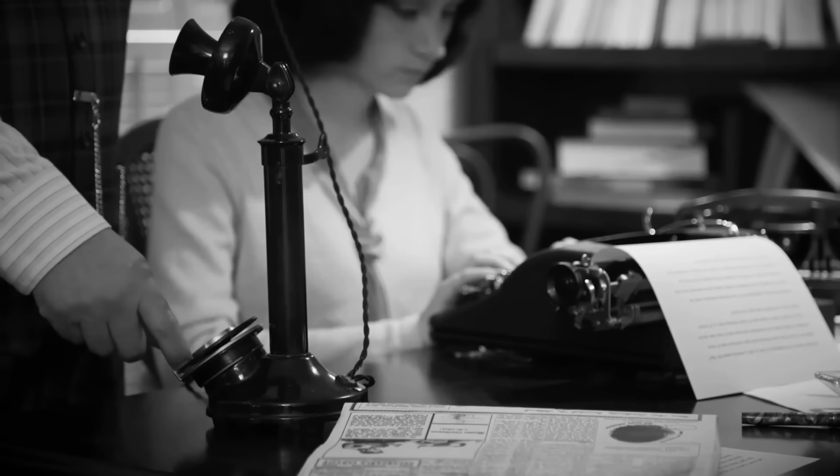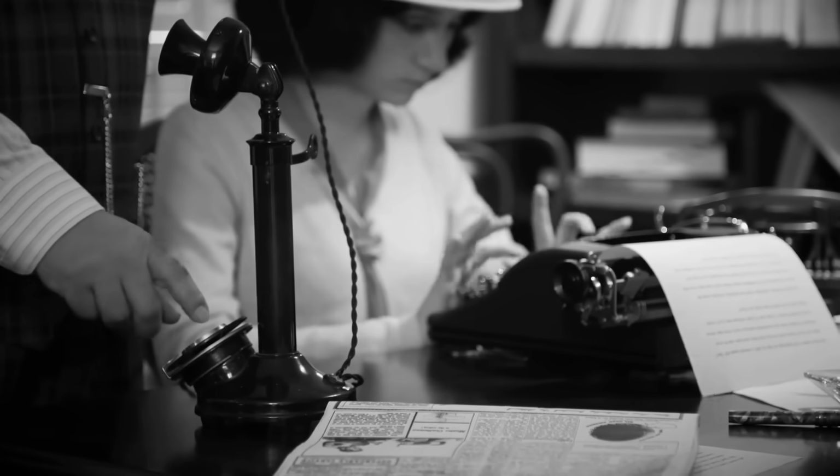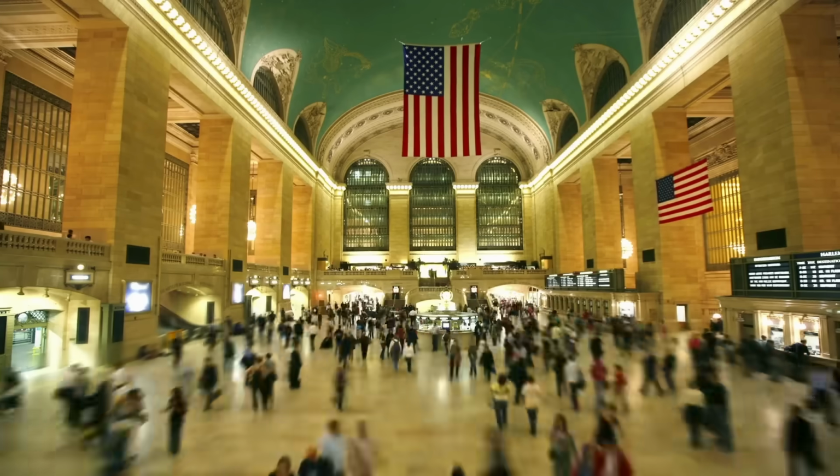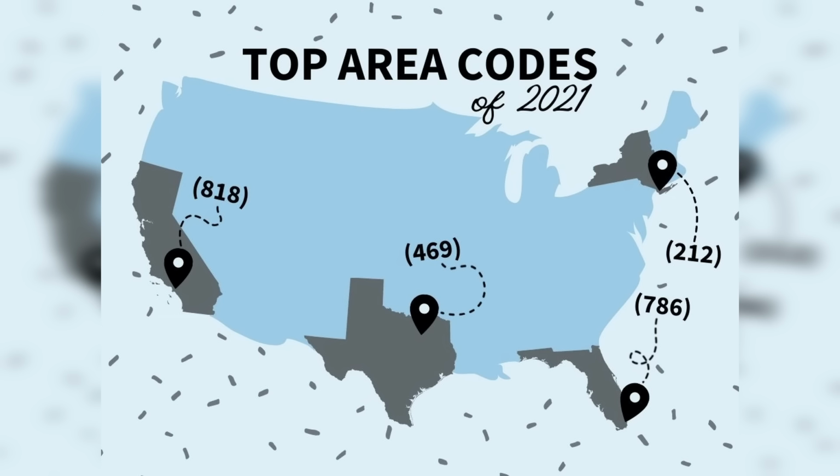It was put in place back in the 1940s by a company called AT&T. It was designed to serve a growing nation, and eventually other countries like Canada and some Caribbean nations jumped on board. Originally, the area code told you where someone lived. New York City was 212, Chicago was 312, Los Angeles was 213.